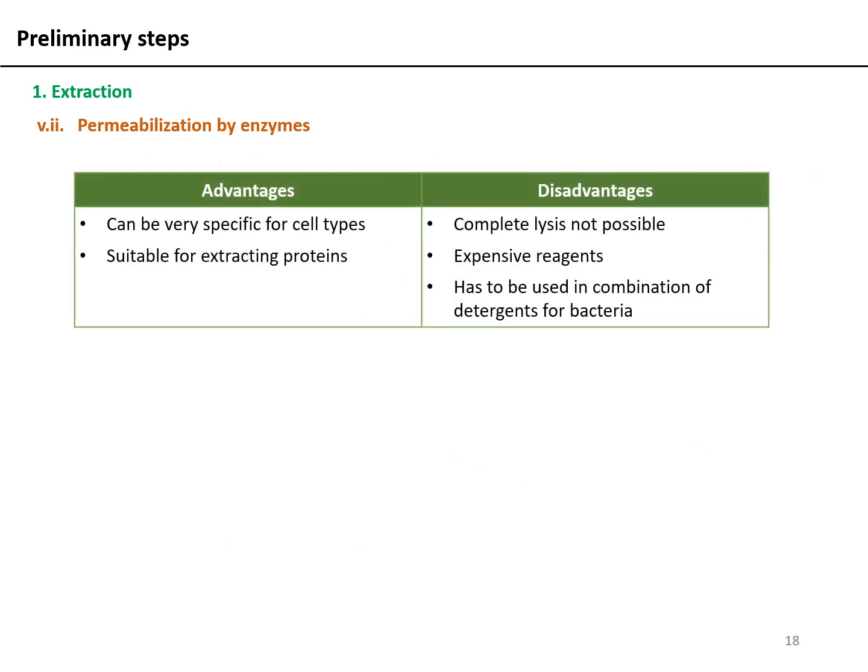The advantage of permeabilization by enzymes is that it can be very specific for cell types and it is suitable for extracting proteins. The disadvantages include that complete lysis is not possible, and the reagents are expensive, because obviously you're using enzymes, so they are very expensive to obtain. It also has to be used in combination with detergents for bacteria. If you want to use enzymes for bacteria, because their cell wall is pretty rigid, just enzymes will not do it. You have to use them in combination with detergents.